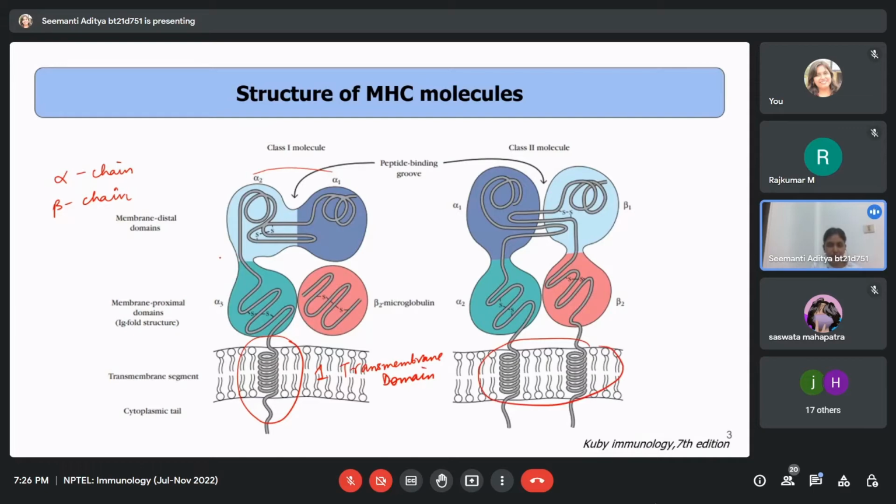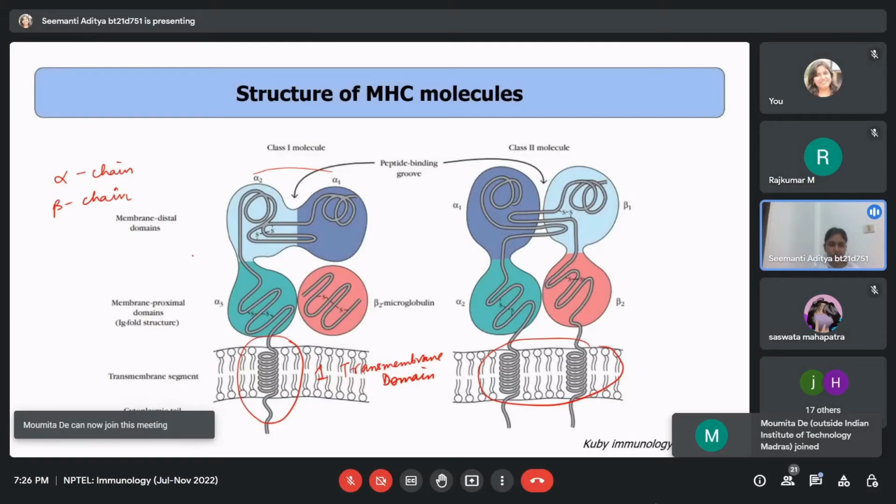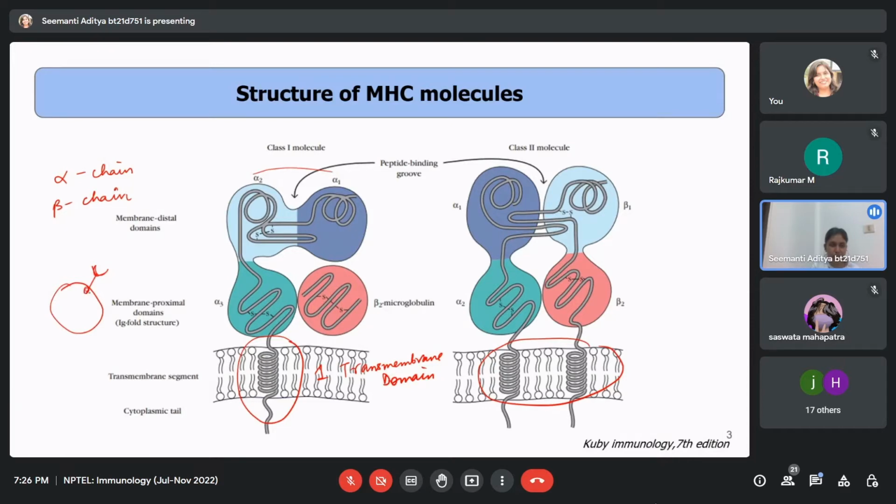Also, there are the membrane proximal domains, or the domains which are closer to your membrane. So this is the structure. This is towards the outer side of your cell. This is the cytoplasmic side. So if this is the cell, MHC molecules are expressed on top of your cells, right? So this is the cytoplasmic part, which is denoted at this end, and this is the outer membrane part. So the membrane proximal region consists of alpha 3 segment and beta 2 microglobulin in case of class 1 molecule, whereas in case of class 2 molecule we have alpha 2 and beta 2.